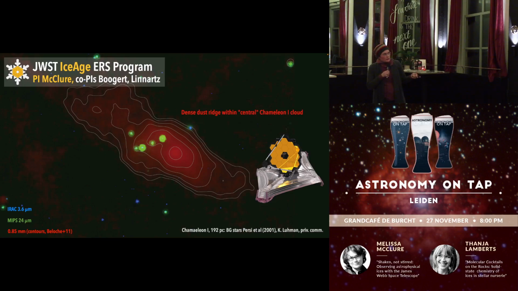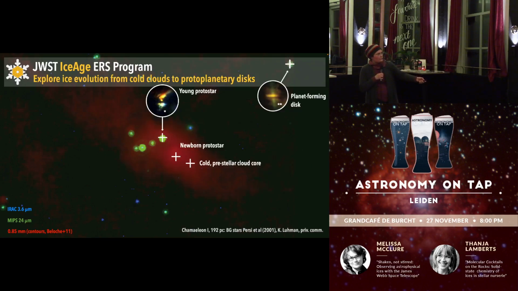So within the contours and the red stuff, you've got this dusty ridge in this molecular cloud, and then you have a bunch of protostars at each stage of star formation within the cloud. So there's a cold prestellar core, and then the earliest newborn protostar, a younger protostar, which you can see here in this picture, and then a protoplanetary disk at this stage. So by observing this region, we can actually study the total ice evolution in the system. So that was the goal of our program.